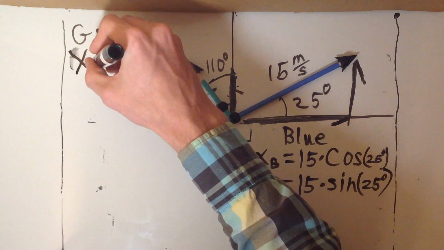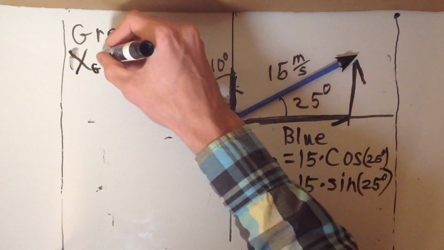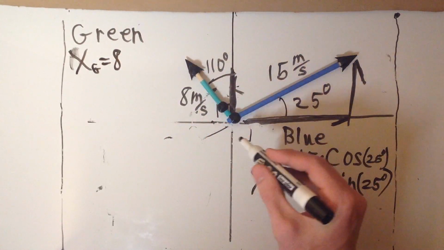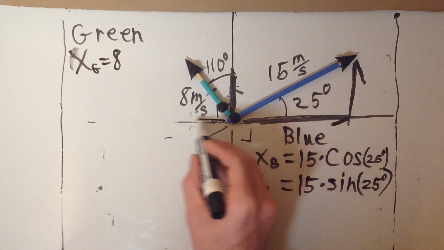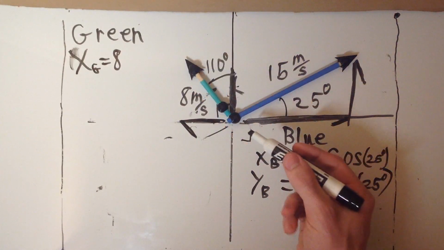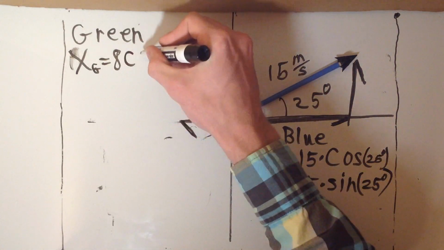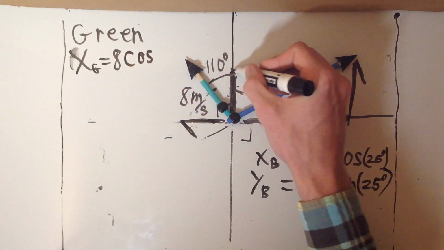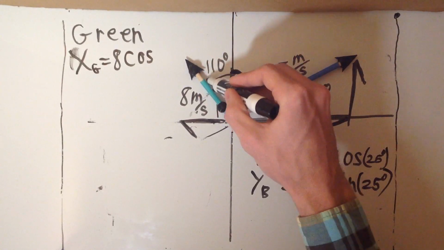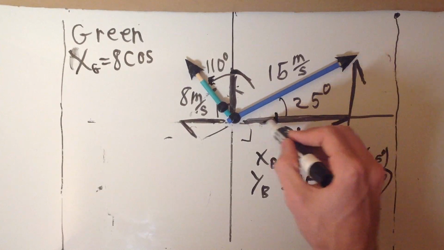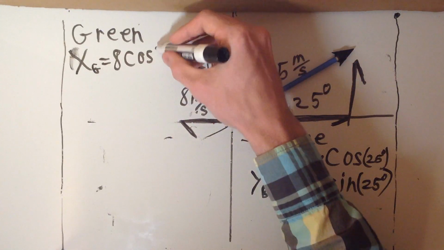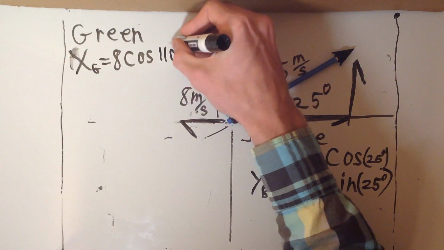Now let's do the same thing for green. Now I can draw my x here, xg for green, and that is going to equal 8. As we can see, that's our magnitude. And for our x direction, that is going to equal, once again, the cosine of our angle of 110 degrees. 110 degrees measures from this vector all the way to our starting point, which is the positive x-axis. And so we're going to do cosine of 110 degrees.